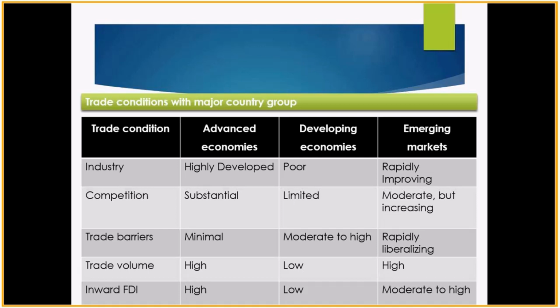So these are some of the factors, right? If you want to gauge where you should put a country, whether it is an advanced economy, a developing economy, or an emerging market, you can gauge that country based on these factors.